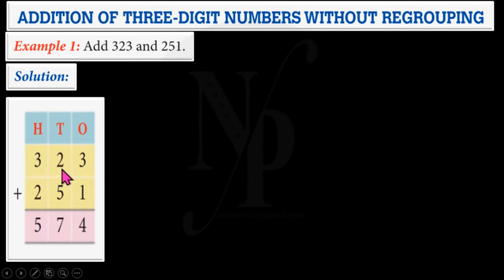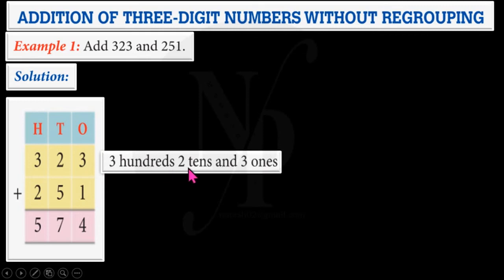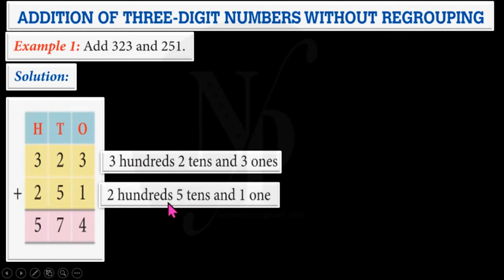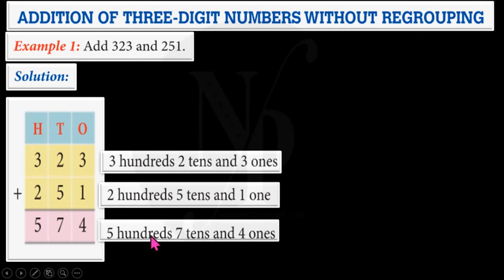Here in the number 323, 3 is in the hundreds place, 2 is in the tens place, and again 3 is in the ones place. So this number has 3 hundreds, 2 tens, and 3 ones. Similarly, the number 251 has 2 hundreds, 5 tens, and 1 one. So the answer, or the sum, 574, has 5 hundreds, 7 tens, and 4 ones.